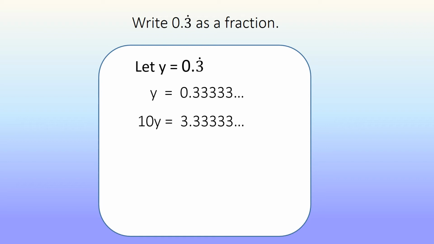So in this case, because y is 0.3 recurring and 10y is 3.3 recurring, if we do 10y subtract y, we actually get rid of all the recurring 3s after the decimal points, and we end up with 3, which we can now change, collect up our like terms. So 9y is equal to 3. And if 9y is equal to 3, y is equal to 3 divided by 9, which we can also write as a third.